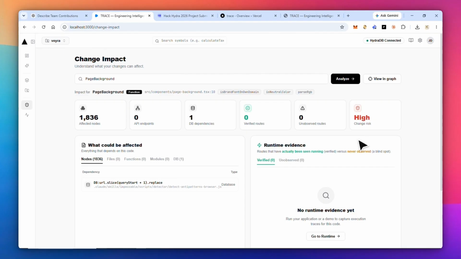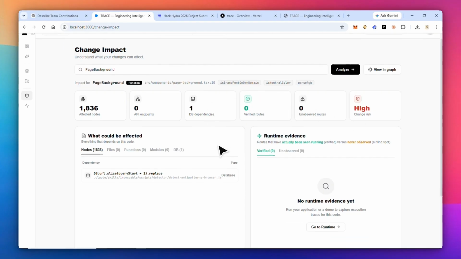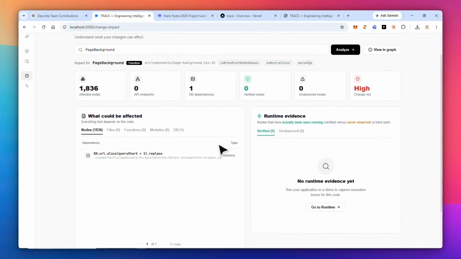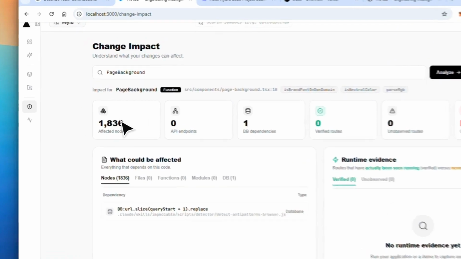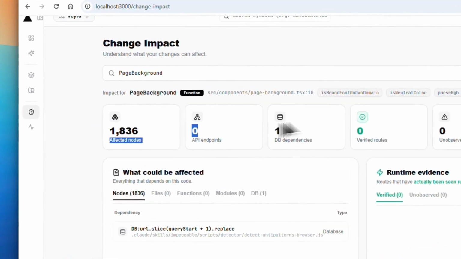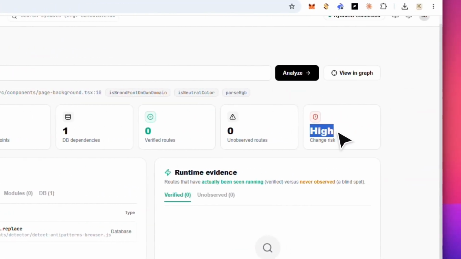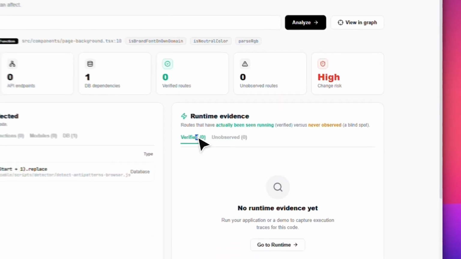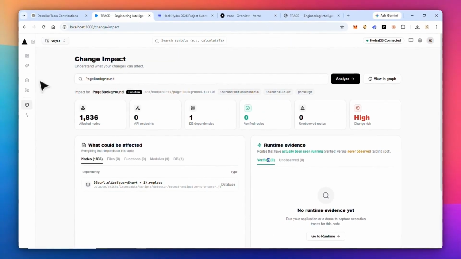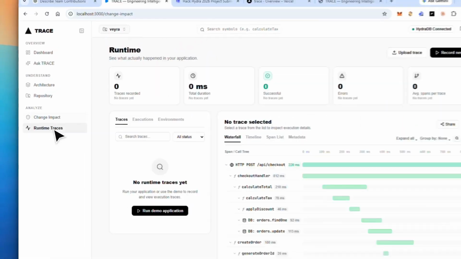This also makes change impact easier to understand. If I change a function, I can investigate its relationships and see what other parts of the system may be affected, rather than manually searching through the repository. But there is an important limitation to static analysis. It tells us what can happen and not necessarily what actually happened.